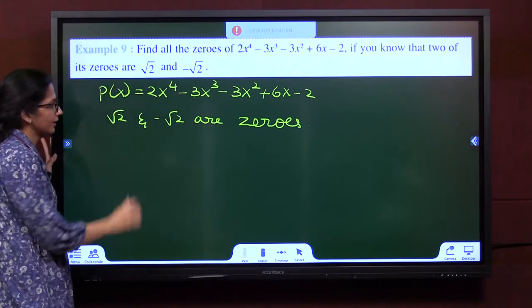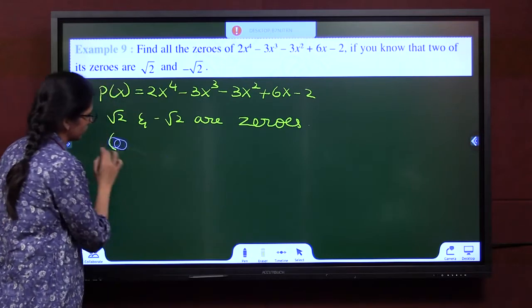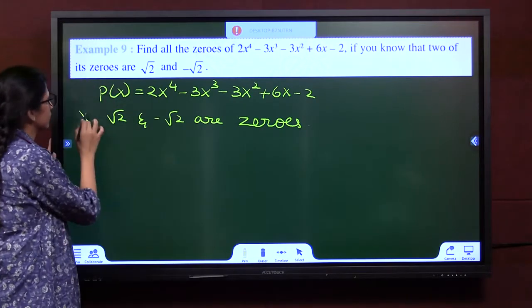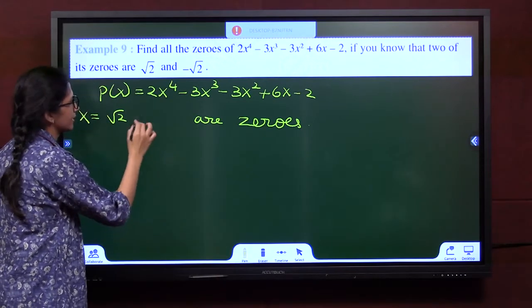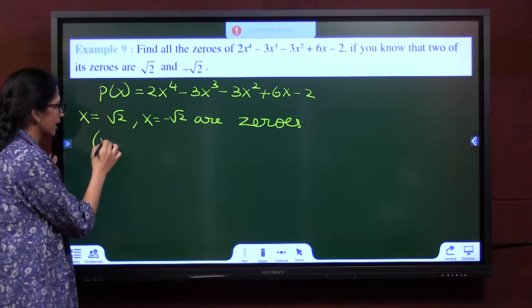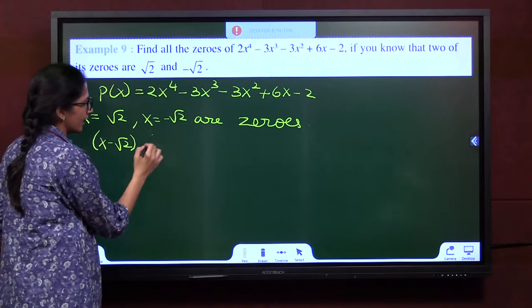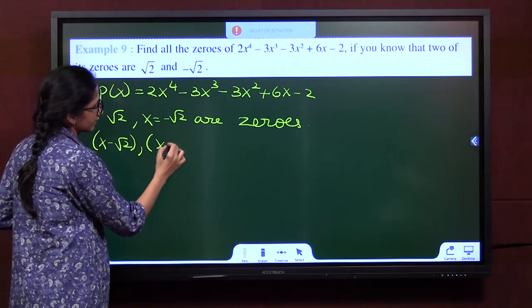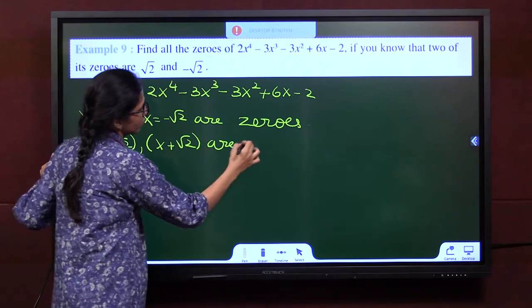Therefore, can I take x minus root 2? How? This is x equals root 2 and x equals minus root 2 are the zeros of the polynomial. So I can now say x minus root 2, send the root to the side, x minus root 2, and here comma x plus root 2 are the factors of the polynomial.